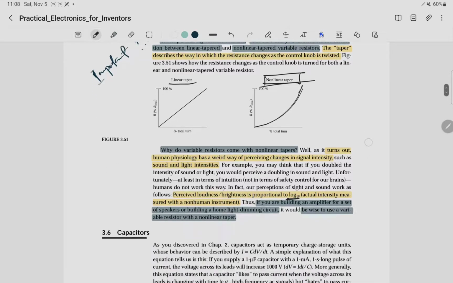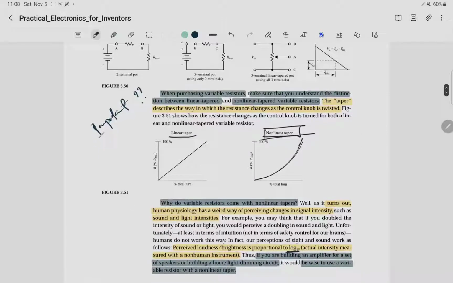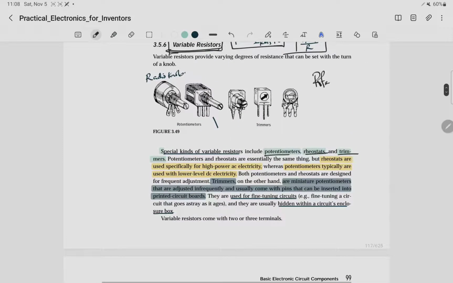variable resistors. So basically that is all we had to learn about today in terms of resistors.